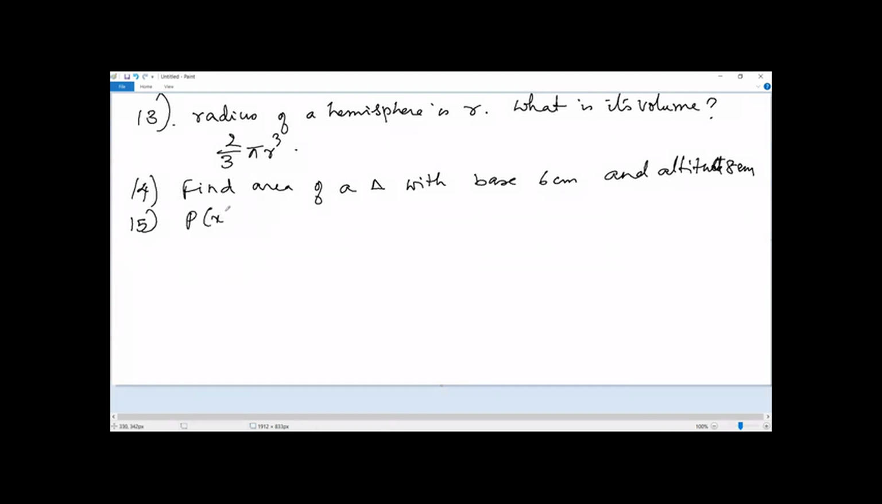P of x equal to x plus 3. Find P of x plus P of x minus x.